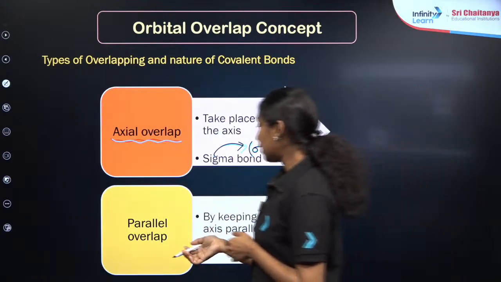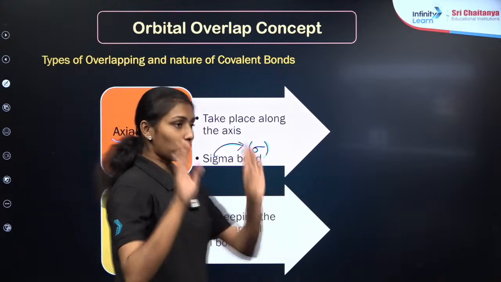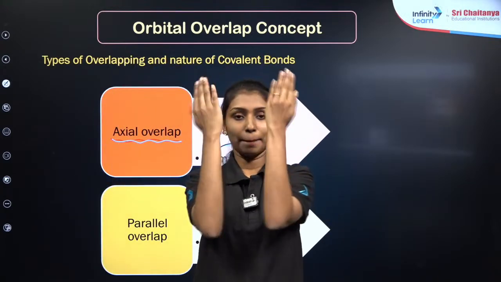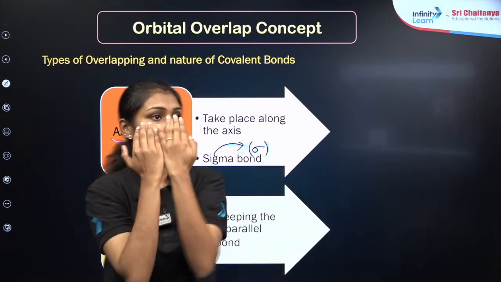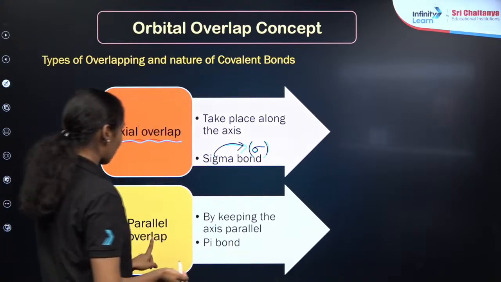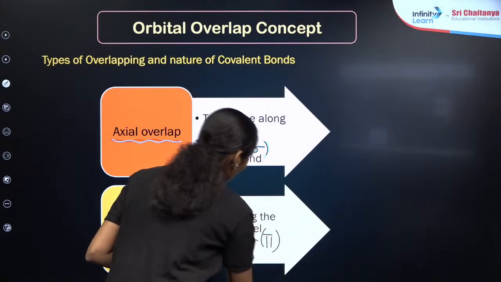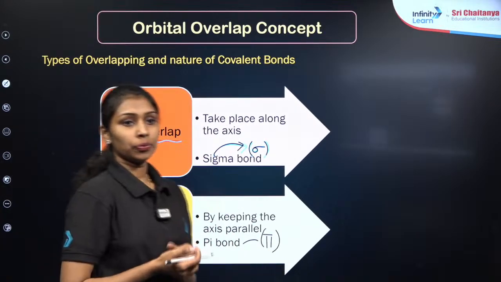Then the second one is the parallel overlapping, right? Parallel overlapping means if these are the orbitals, then they will overlap like this, parallel. Keeping the axes parallel is known as parallel overlapping. It leads to the formation of a pi bond, represented by the letter pi, right? Pi bond. Clear?